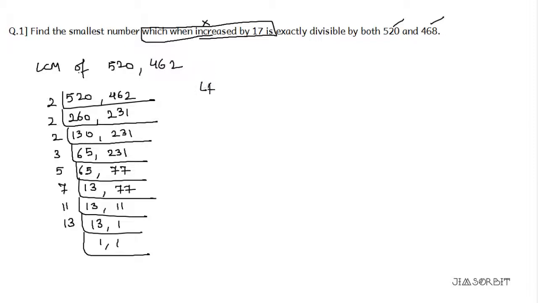The LCM will be, what will be the LCM? Multiplication of all these numbers. So 2 into 2 into 2 into 3 into 5 into 7 into 11 into 13. Now I have told you again and again, keep this 5 and 2 the same. Okay, keep this separate. So it will be 10. Now solve for the others.